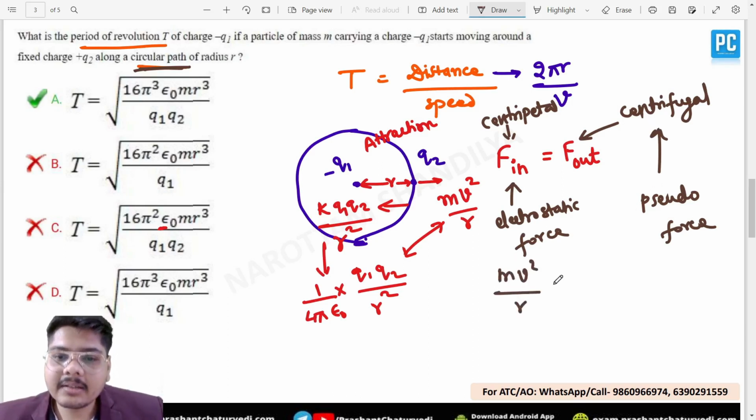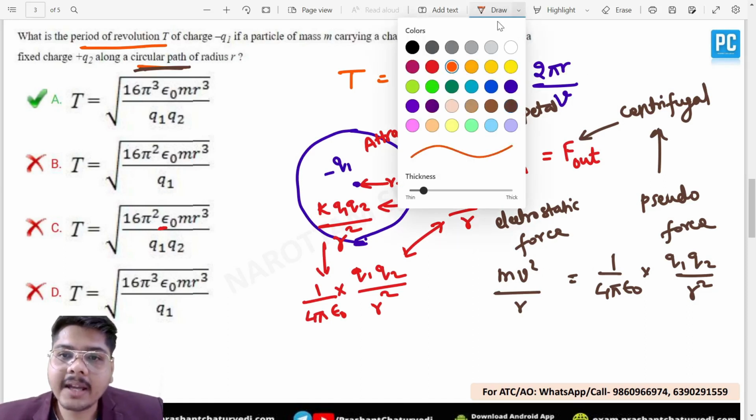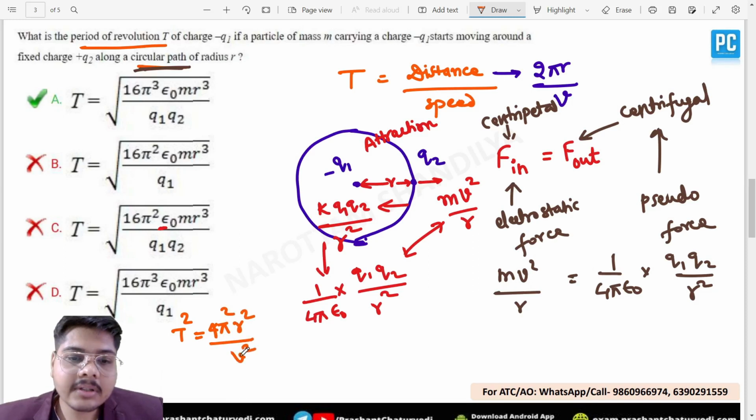mv square by r is equal to 1 upon 4 pi epsilon naught into q1 q2 upon r square. Here it is v, here it is v square. So either what you can do is you can make square of this. Okay, what I am doing, I am making square of this. So this T square, I am writing it here. T square will be equal to 4 pi square r square upon v square. And from here, you can simply get the value of that v square also.